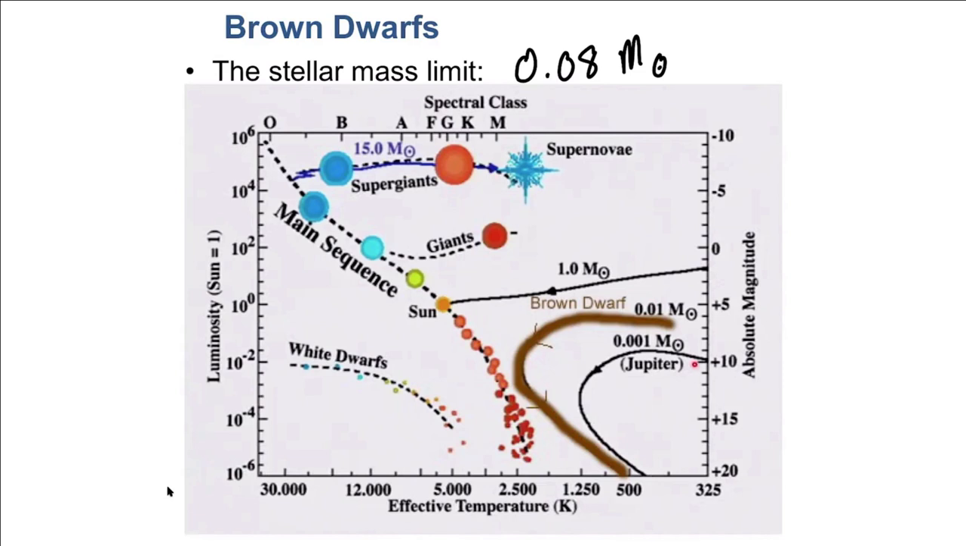And here is Jupiter. Jupiter is a 1/1000th of a solar mass object, and it follows a similar track, right? Jupiter is by far too low mass to be able to burn hydrogen in its core, but it will still follow a path where it gets dimmer and dimmer and dimmer over time as it gradually contracts and uses up that gravitational potential energy.